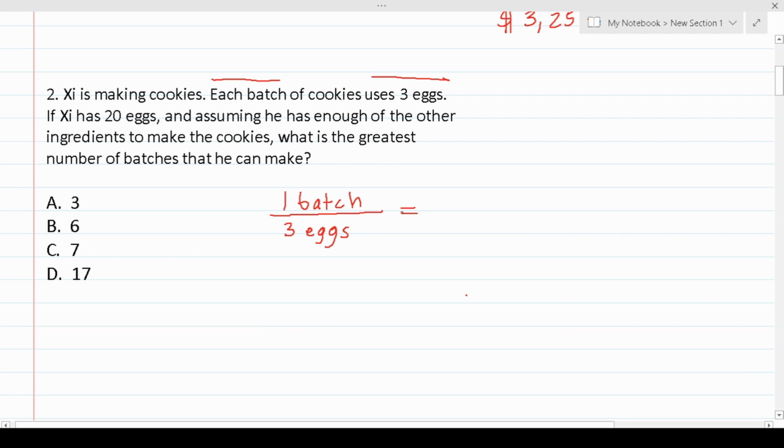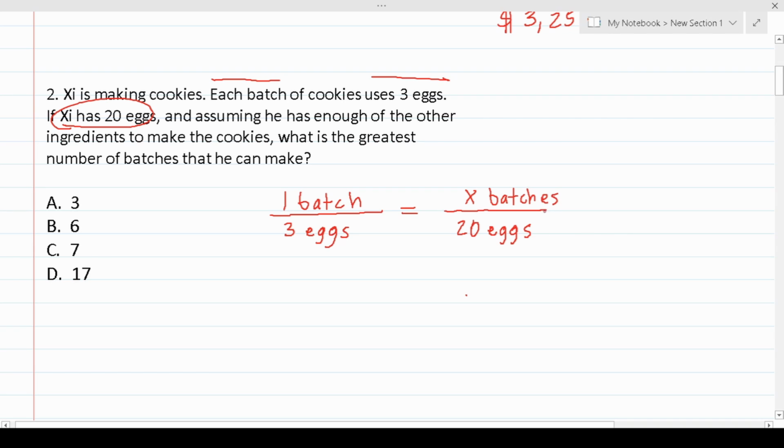And on the right-hand side of this proportion, I'm going to fill in what else was given. We're told that he has 20 eggs. So as we can see, eggs is in the denominator on this left-hand side of the proportion. So I'm going to put it in the denominator on the right-hand side of this proportion. So that's going to be 20 eggs. And we want to know how many batches he can make with those 20 eggs. So that's going to be X batches.